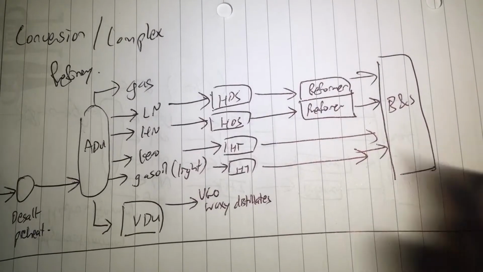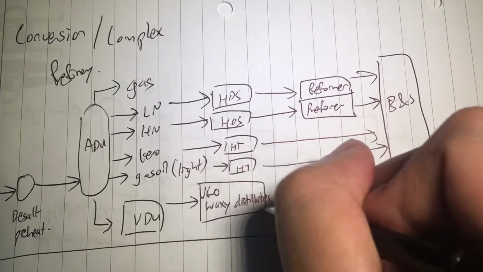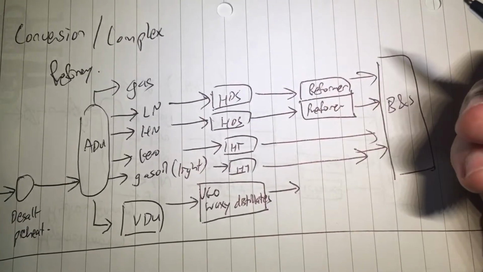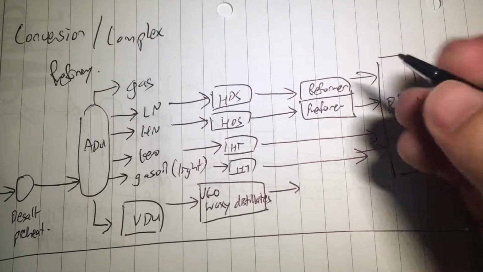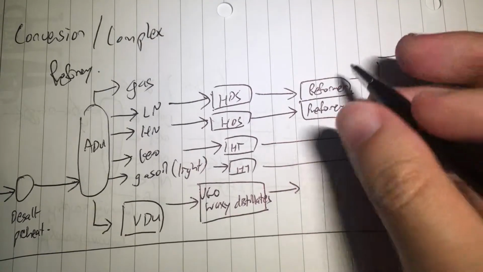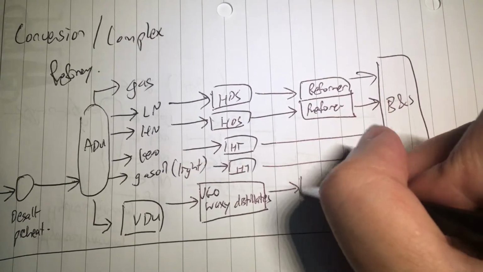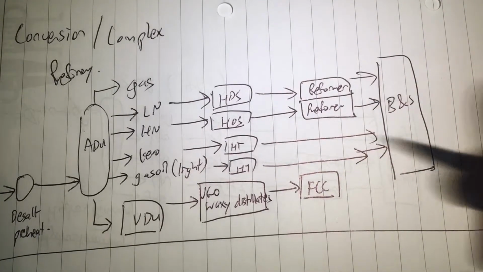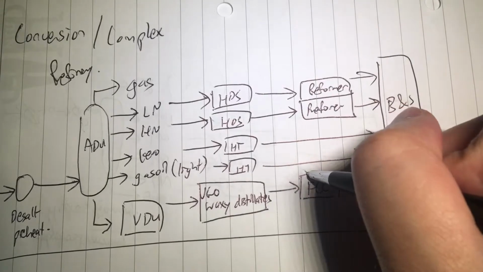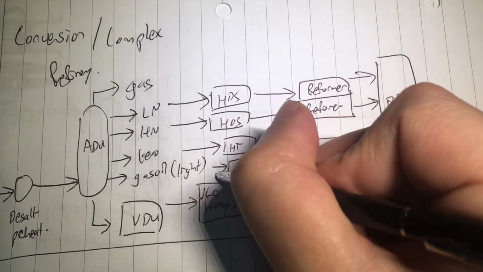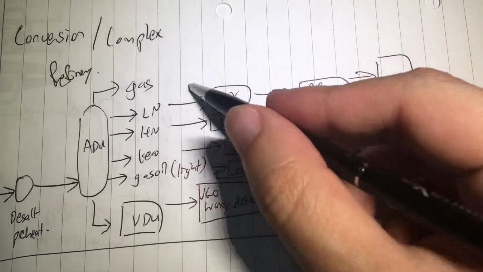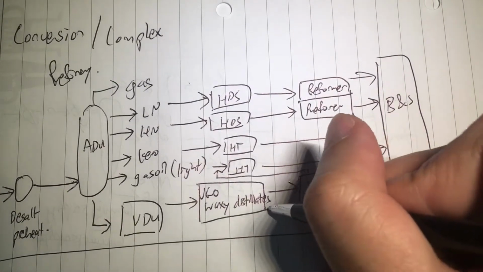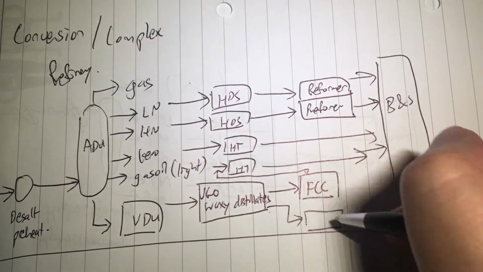Okay, what can you do with this? There are a number of things you can do. If I'm not wrong, you can send it into a fluid catalytic cracker, and this you will have to send the streams back to the hydrotreating units respectively, or you can have an alternative, which is the hydrocracker unit.